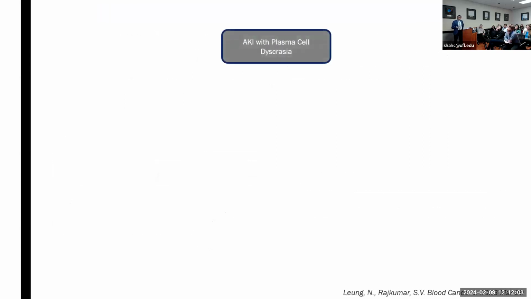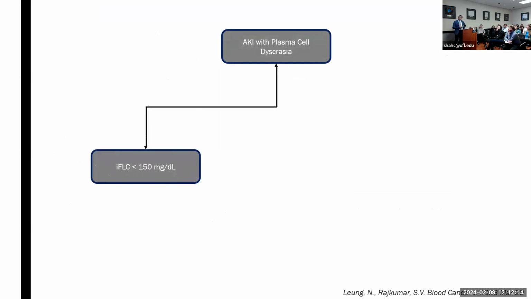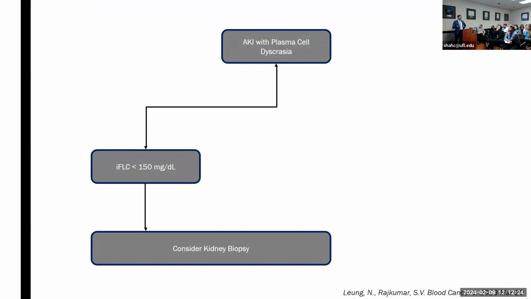So that led to proposed criteria. This was published in 2023, recently in Blood Cancer Journal, an approach to presume light chain cast nephropathy. If patients present with involved free light chain level less than 150 milligram per deciliter, we should consider kidney biopsy because the chances of having light chain cast nephropathy in these patients is less.